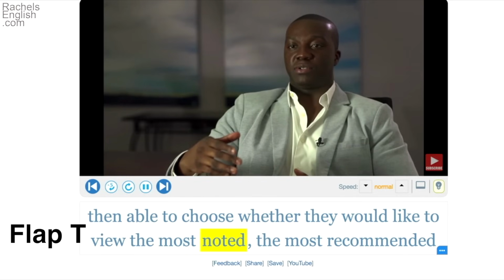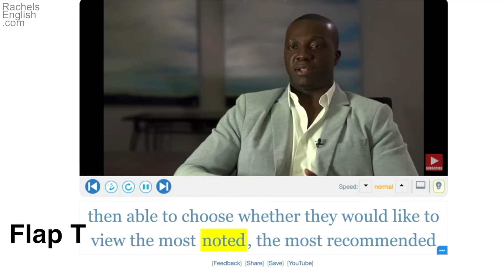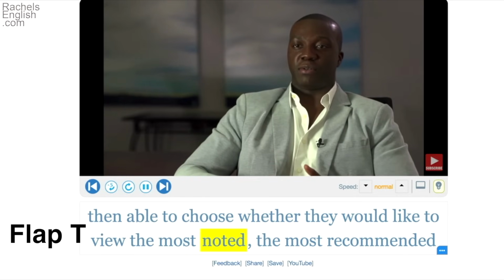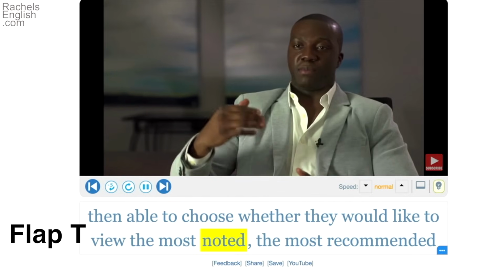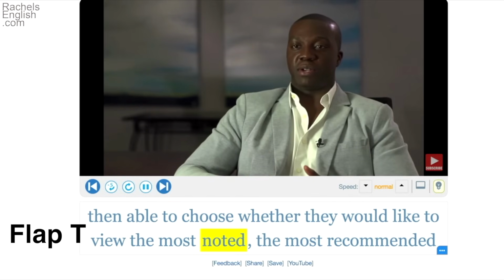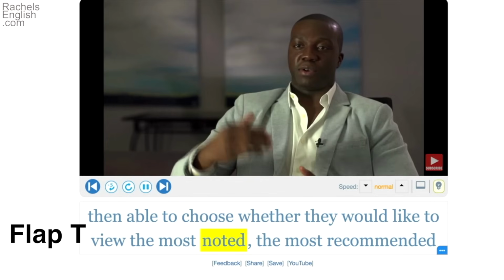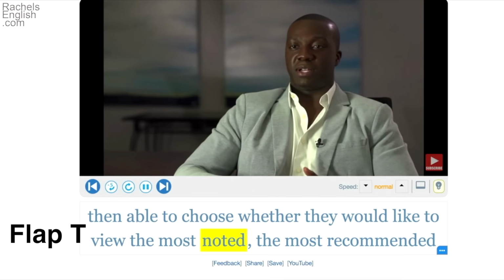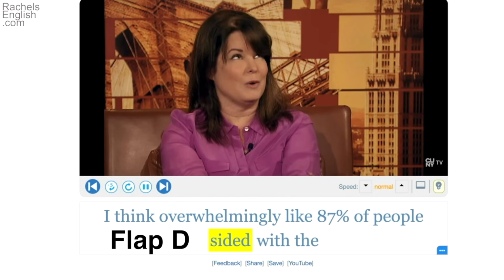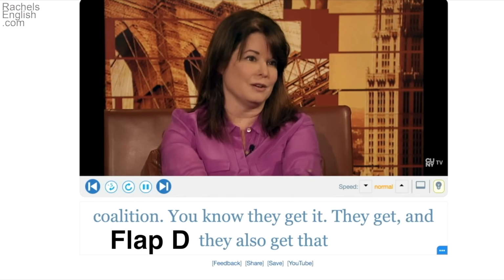They're then able to choose whether they would like to view the most noted, most noted. I think overwhelmingly, like 87% of people sided with the coalition.